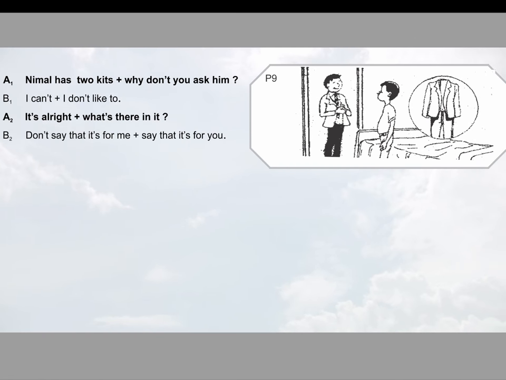Dialogue number 9. Nimal has 2 kids. Why don't you ask him? It's all right. What's there in it?